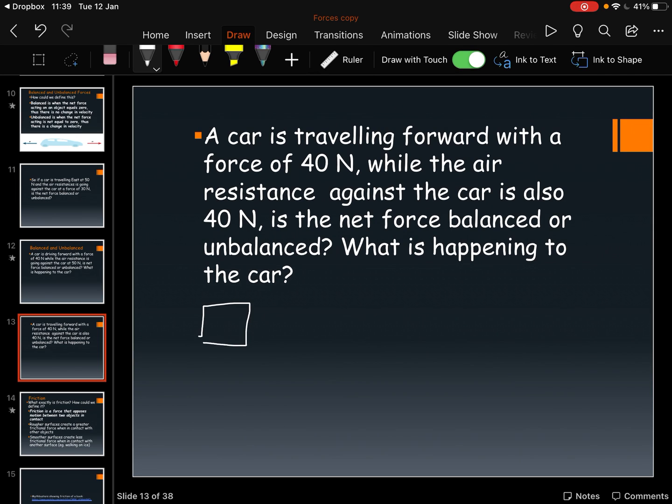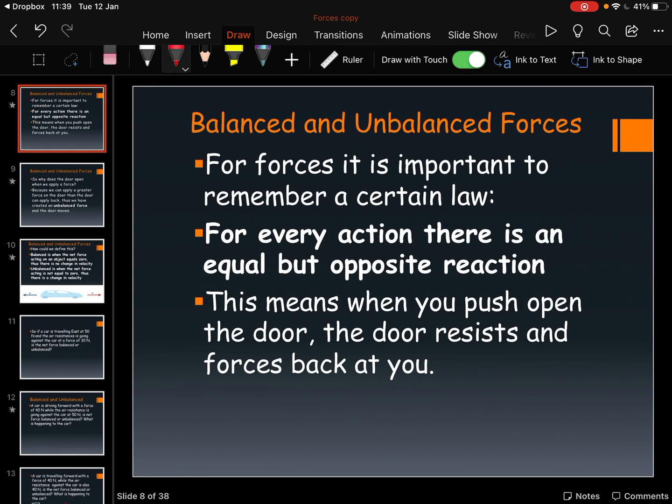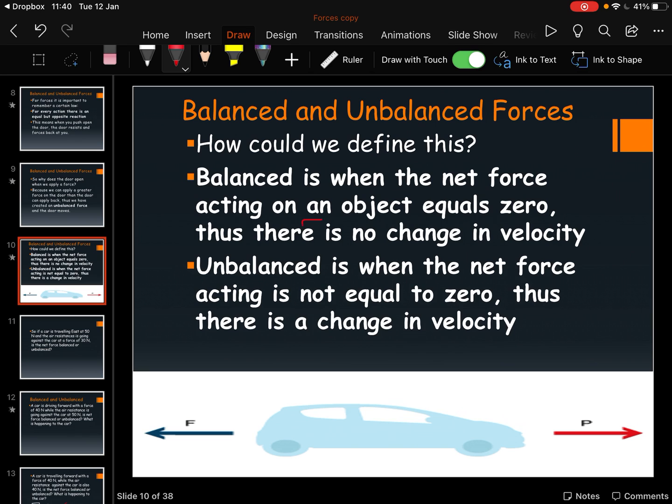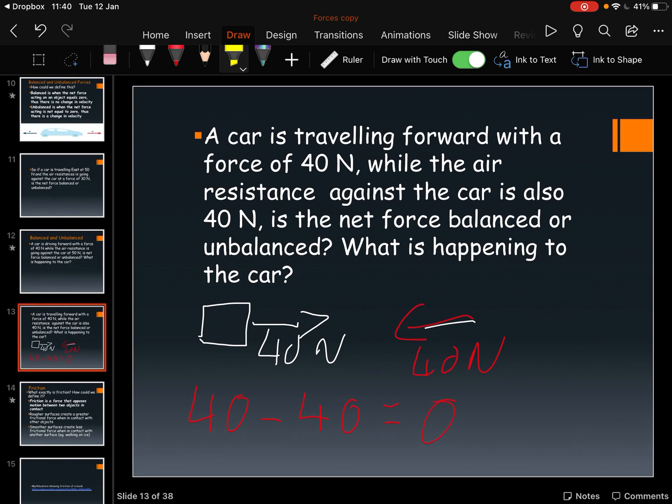So, again, we take part one. We have a car. It's traveling forward with a force of 40 newtons. And the air resistance is coming against us. I'll put the air resistance in red of 40 newtons. So what's happening? 40 minus 40 equals 0. There we go. Our net force is 0, so we are balanced. You see? So our net force is 0, so we're balanced. So this is a balanced equation. All right? Now, the next question.